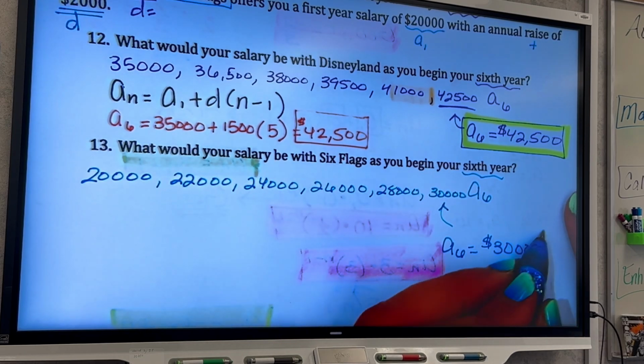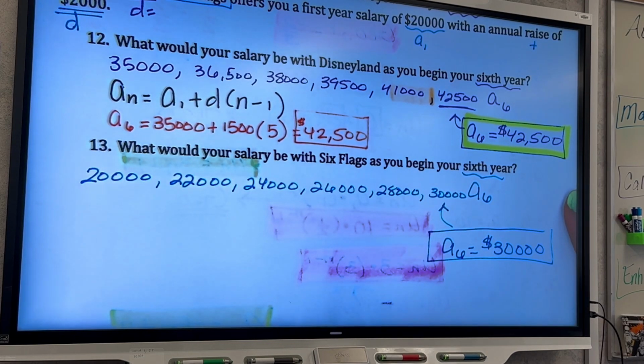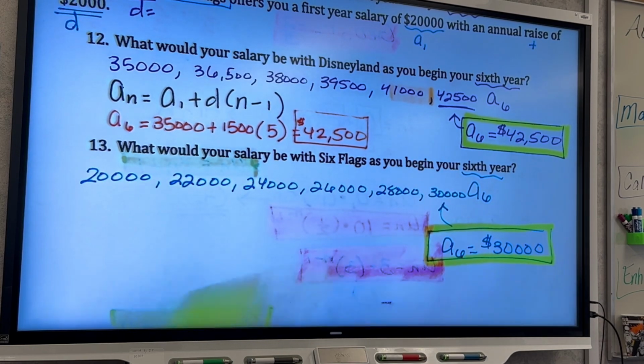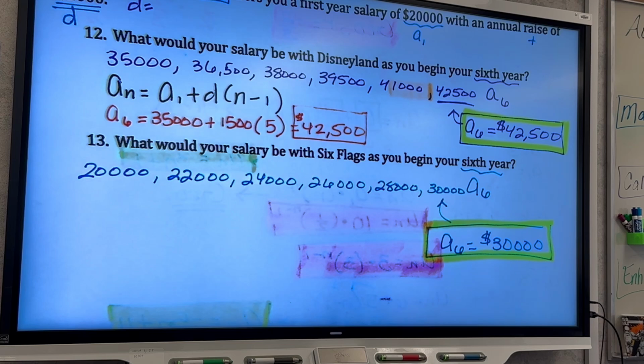30,000 bucks. That's barely anything these days. At least it's something. Less than minimum wage is now. So I think it's what, $15 an hour now, minimum wage. So it's definitely a lot more than that now.